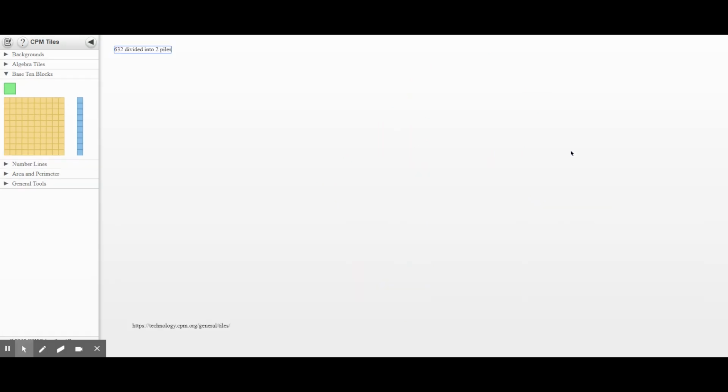The next question is a bit of a puzzler. A puzzler is a little bit more challenging, and a puzzler is going to make you think. And because it's a puzzler, give yourself about 2 minutes to play with it, and then come on back here. So the question is 632 divided into 2 piles.